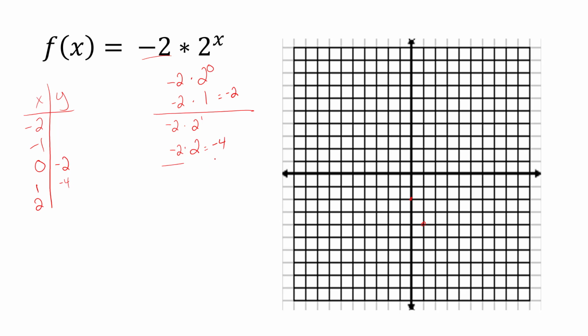All right, let's see what's next. Negative 2 times 2 squared. Well, 2 squared is 4 times negative 2, which is negative 8. So we go forward 2, we go down 8. All right, let's see what happens when we put a negative 1 in. Negative 2 times 2 to the negative first power. Well, 2 to the negative first power is 1/2 to the first power, so times negative 2 equals negative 2 over 2, which is equal to negative 1. So we come back 1, down 1.